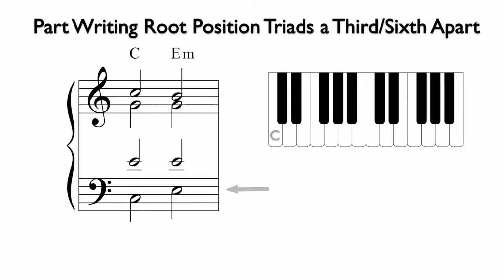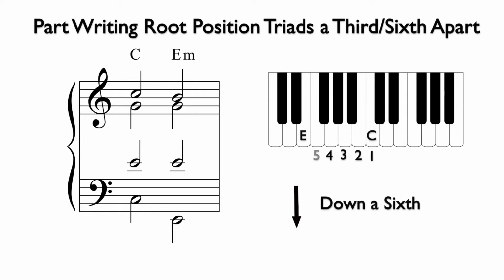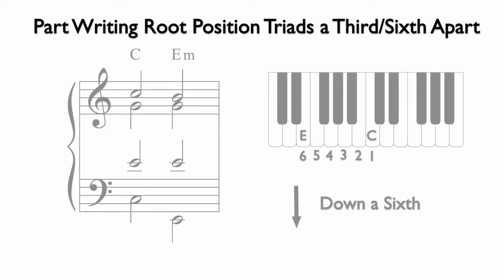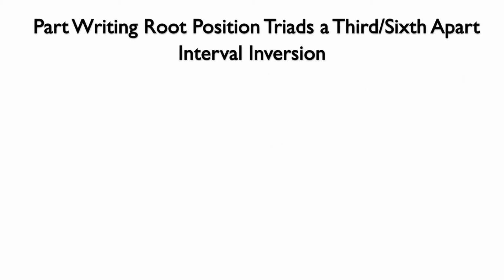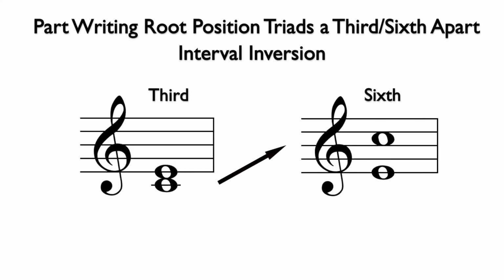If we move the E down an octave, we now have the distance of a sixth down from C to E. When we take an interval and switch the note that is on the bottom, this is called interval inversion. Thirds invert to sixths and the other way around.